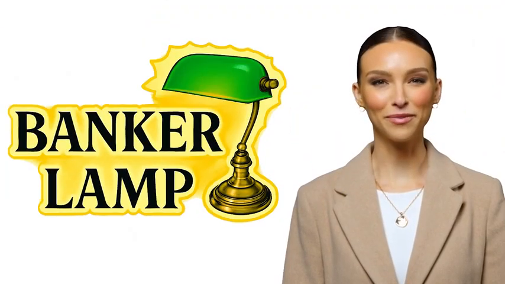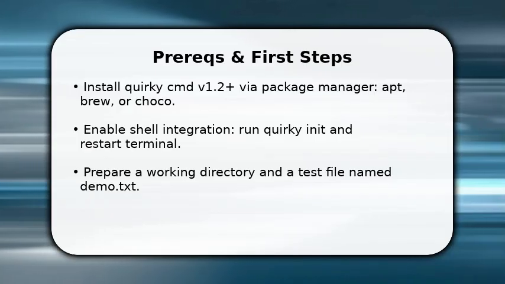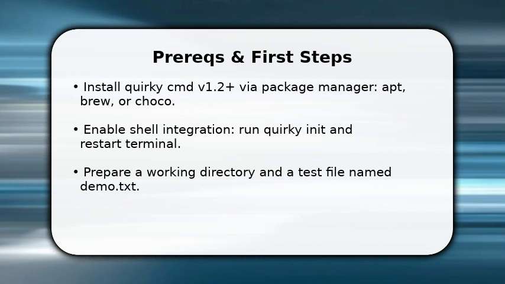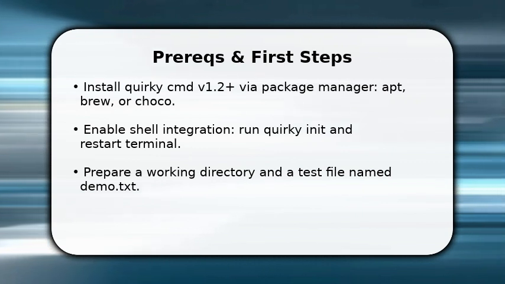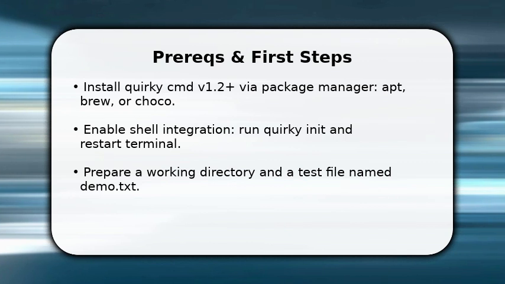Please enjoy the video. You start by confirming Quirky Cmd is the right tool and you have V1.2 or later installed. Run the Package Manager command now. Once done, initialize integration with Quirky init so auto-completion and aliases work. Create a working directory and a test file called demo.txt to follow along. Make sure permissions allow execution.